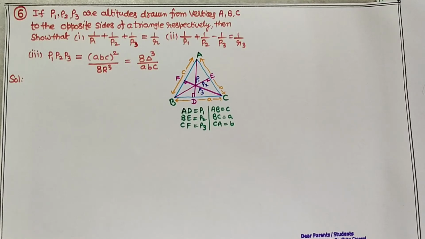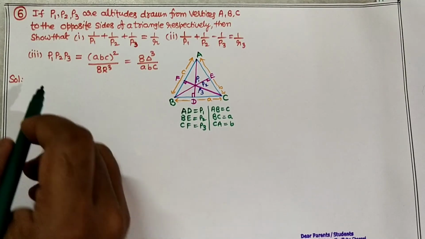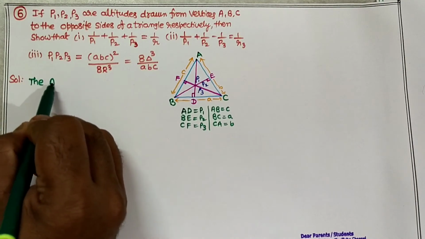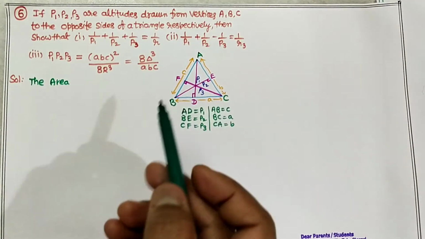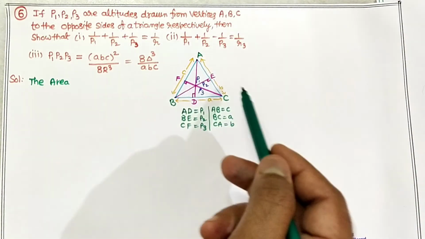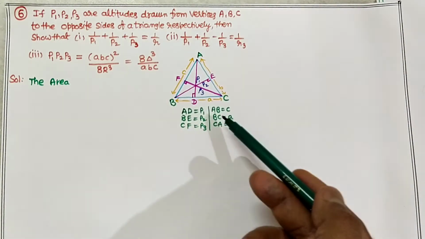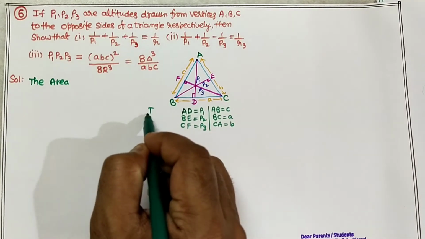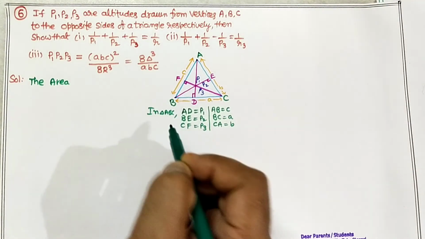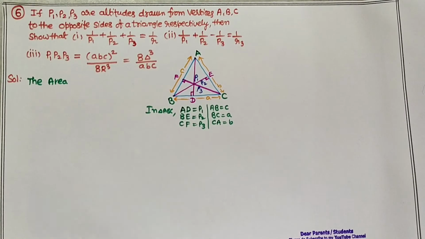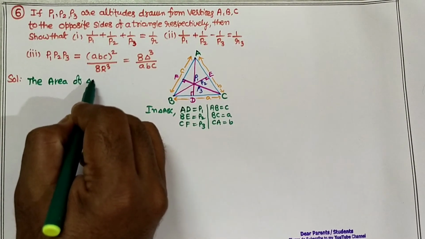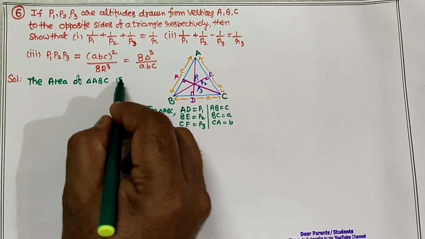In the next step, the area of triangle formula we have. First, write the triangle: consider triangle ABC. In triangle ABC, the area of triangle ABC is equal to delta.